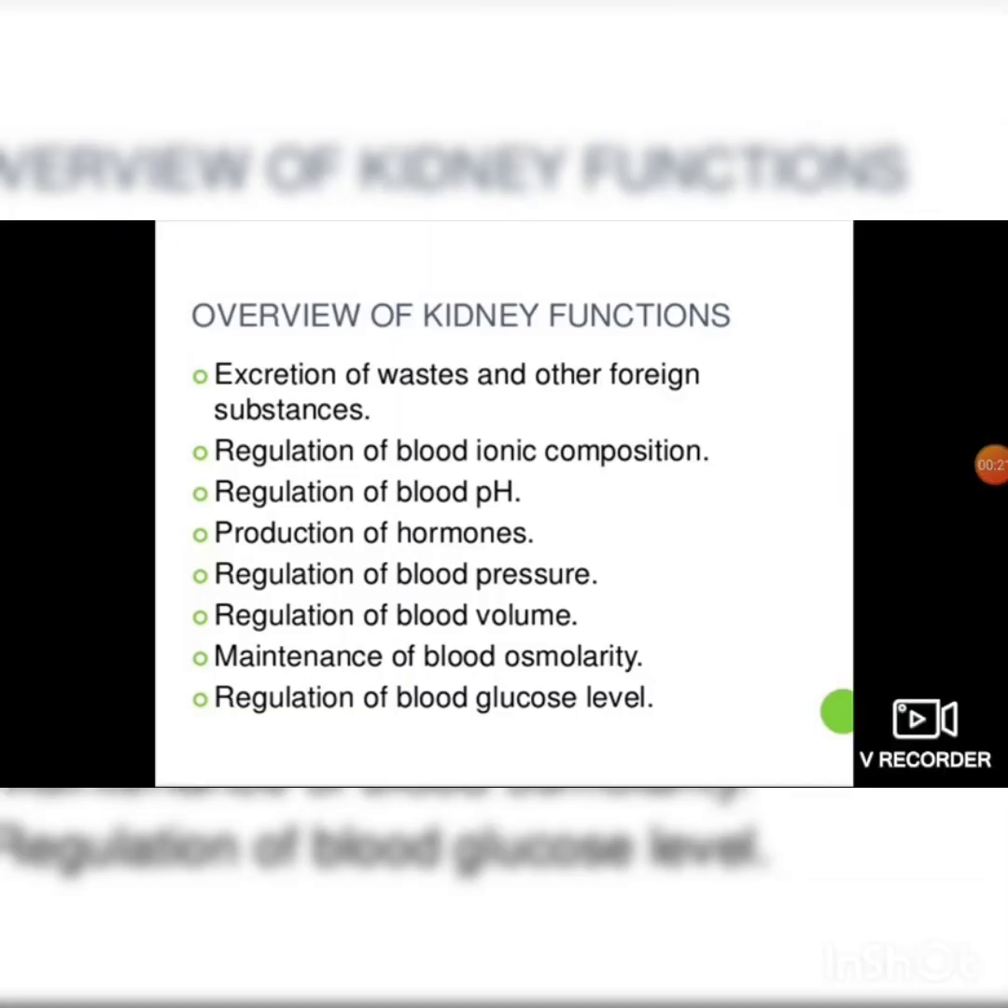So first we will see the overview of kidney function, where we can see the excretion of waste and other foreign substances, the regulation of blood ionic composition, the regulation of blood pH, the production of hormones, the regulation of blood pressure, the regulation of blood volume, the maintenance of blood osmolarity, and the regulation of the blood glucose level. So we'll discuss the functions one by one.